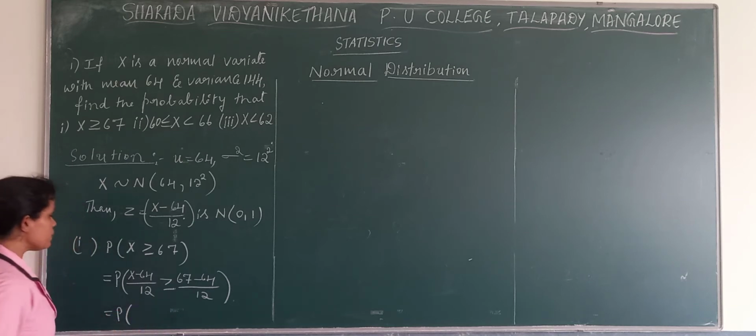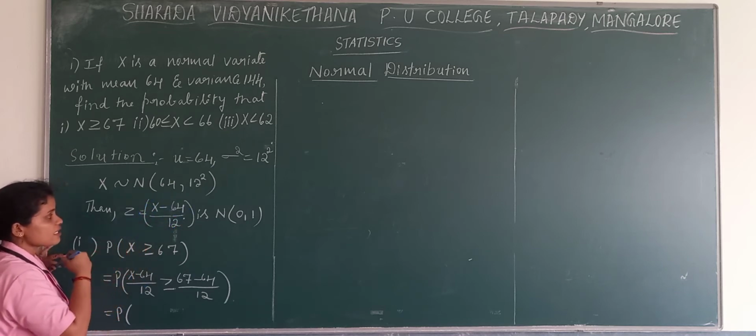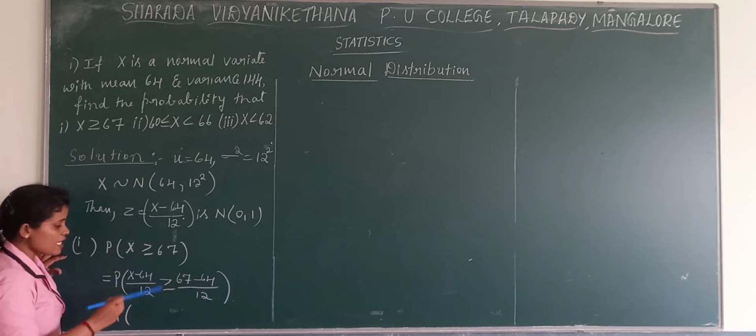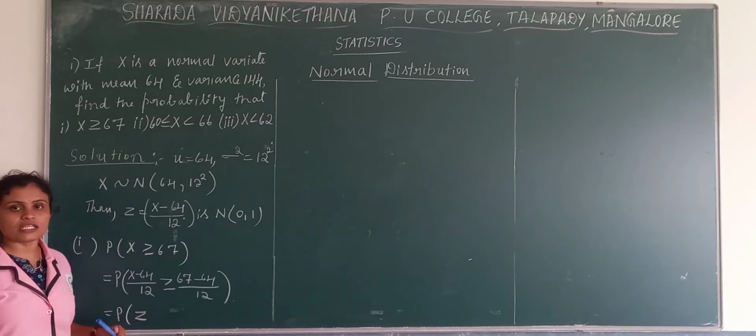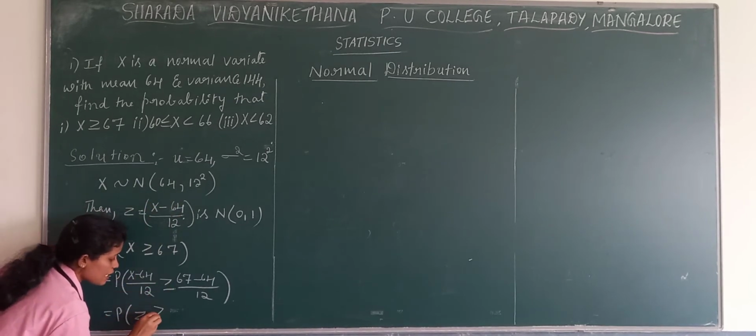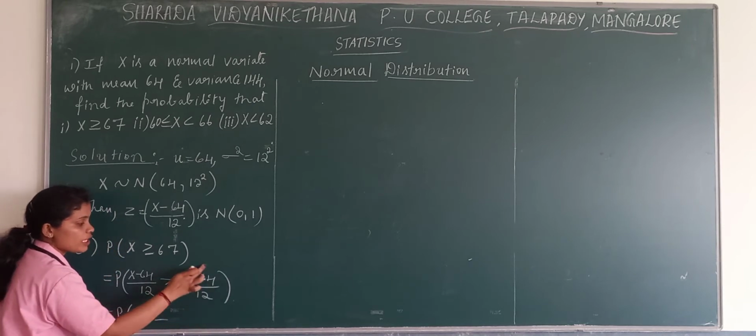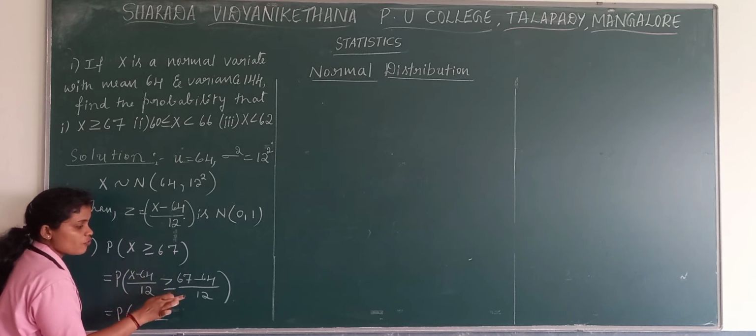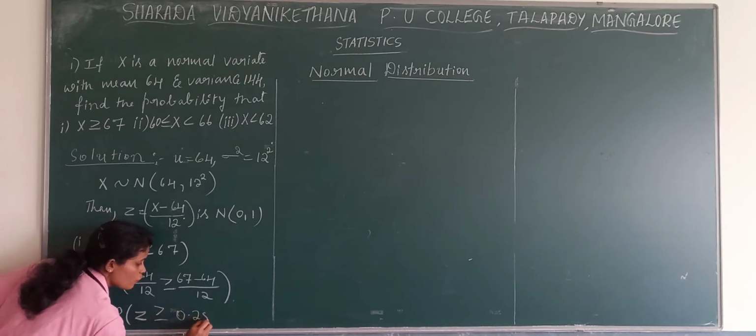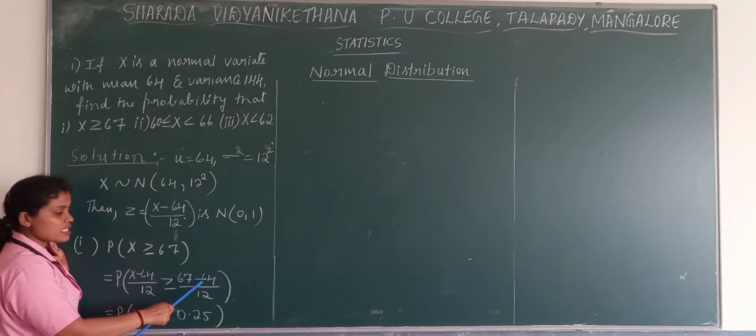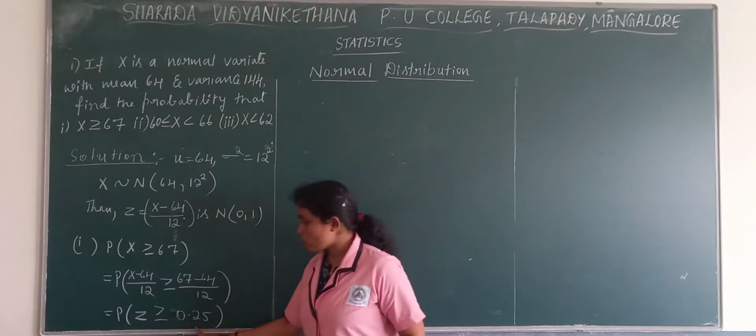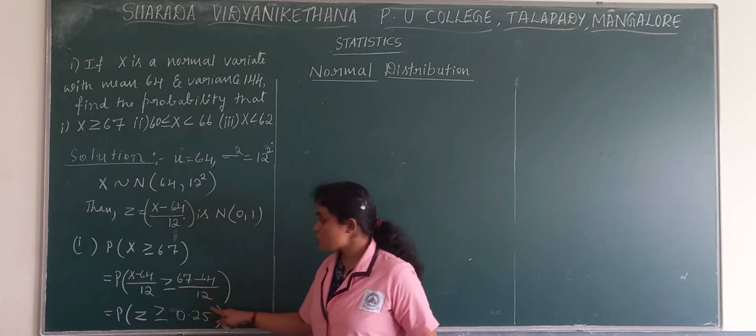Next, probability of, as I said, what is this? This is nothing but standard normal variate z. Here you have to write that we are converting the normal variate into standard normal variate. So this is standard normal variate z greater than or equal to, now calculate this particular value, 67 minus 64 divided by 12. What do we get there? We get 0.25. So z is greater than or equal to 0.25.